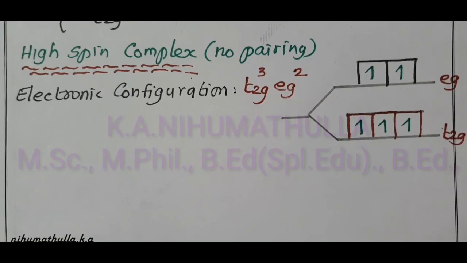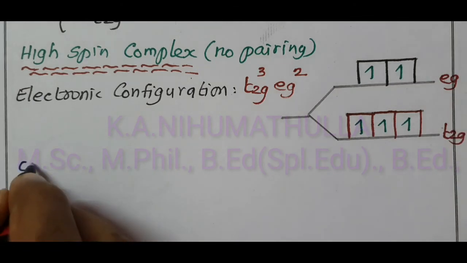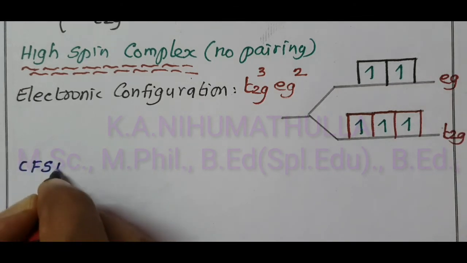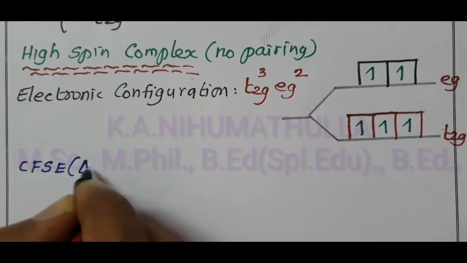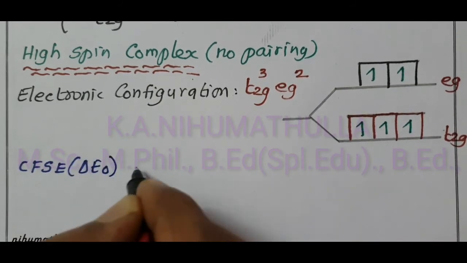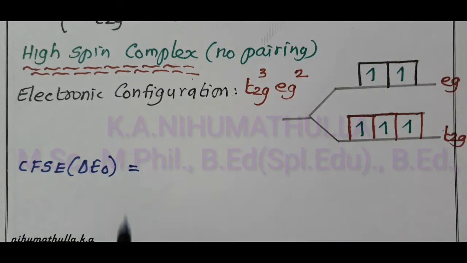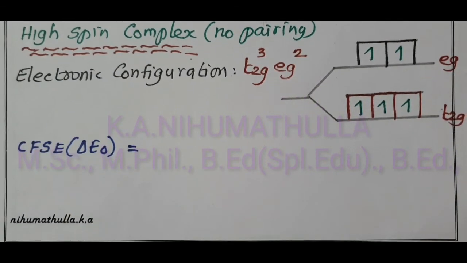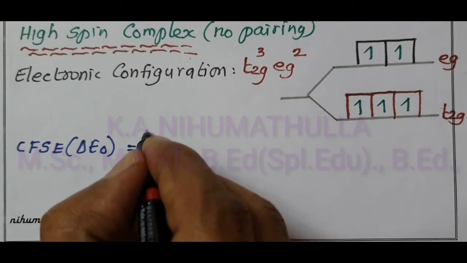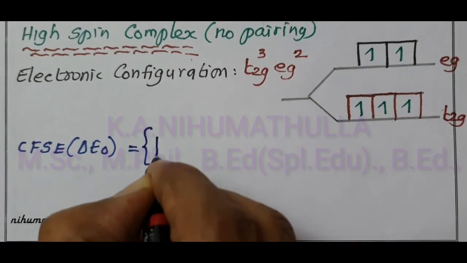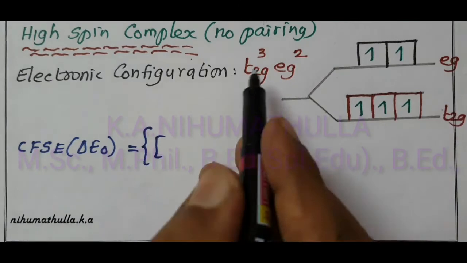Now we are going to calculate the crystal field stabilization energy delta E O for high spin complexes. We know the formula. By knowing the number of electrons, we can calculate easily, starting with the square bracket.